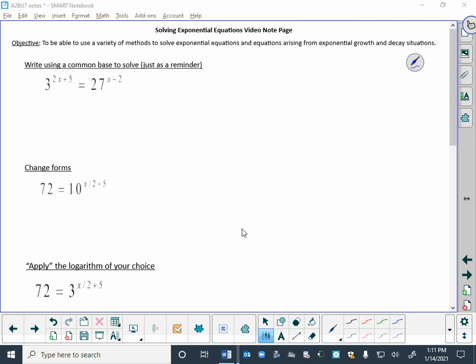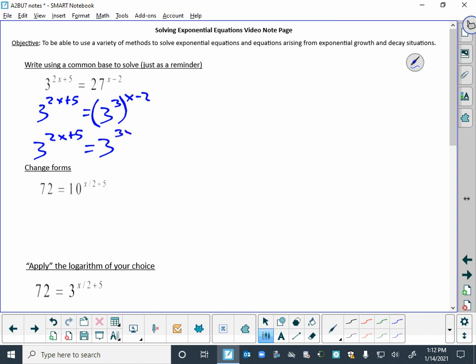Writing using a common base. We should be able to look at this first problem and see that 3 and 27 are both powers of 3. So leaving this as 3 to the 2x plus 5, and writing this as 3 cubed to the x minus 2, should be able to make us write this as 3 to the 2x plus 5 equals 3 to the 3x minus 6 when we distribute that 3 through there.